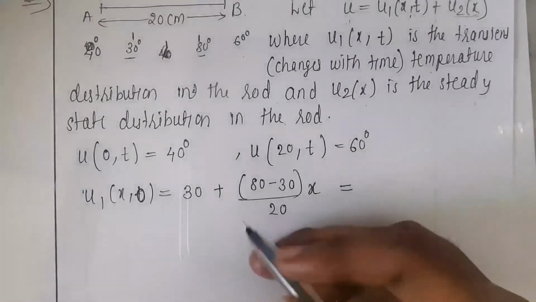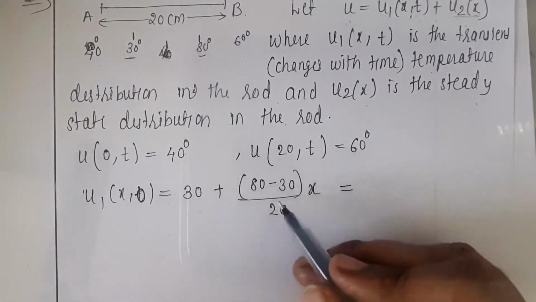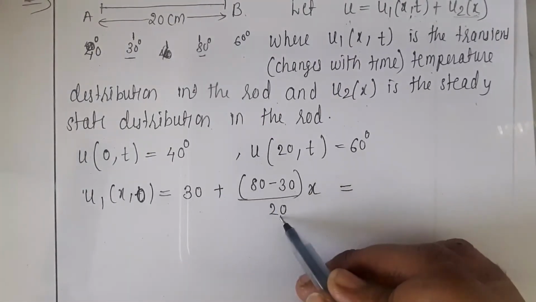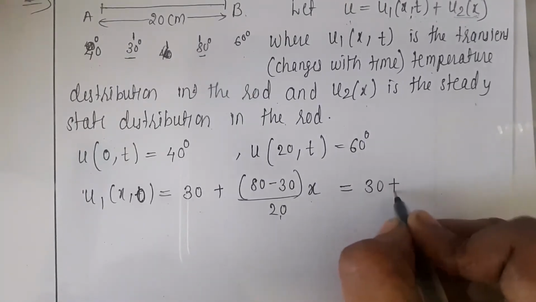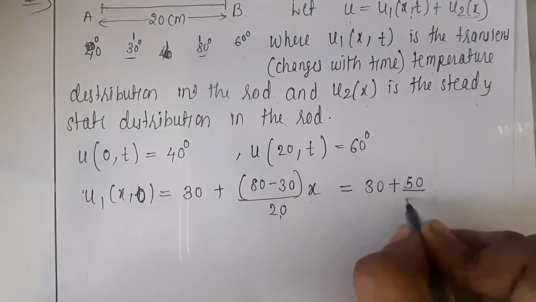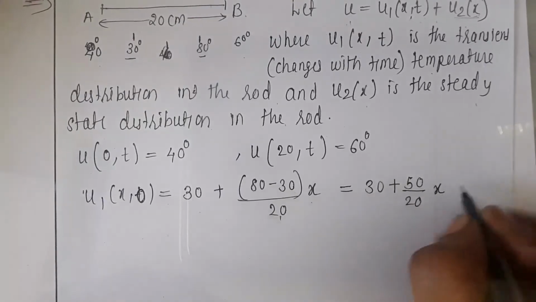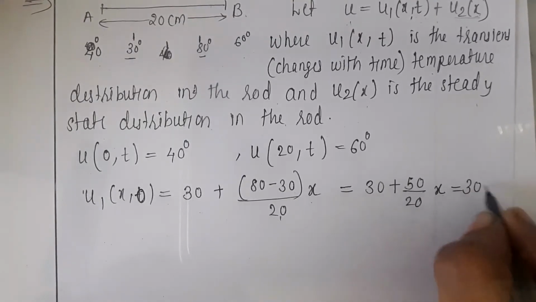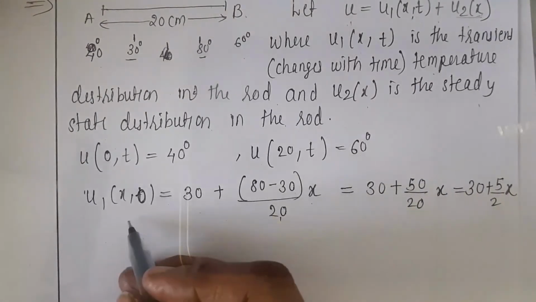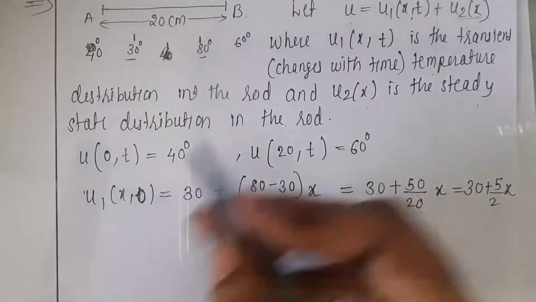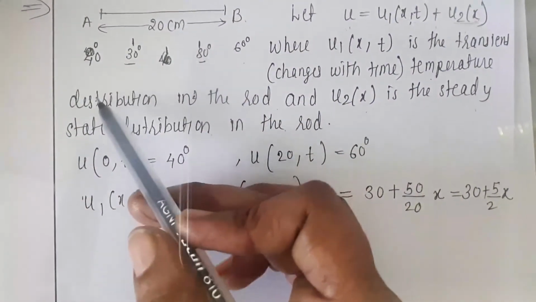At t is equal to 0 we get 30 plus (80 minus 30) divided by 20 multiplied by x. So this is 30 plus 50 divided by 20 multiplied by x, which is equal to 30 plus 5 by 2 into x. This is the recorded temperature at time t is equal to 0, initially.